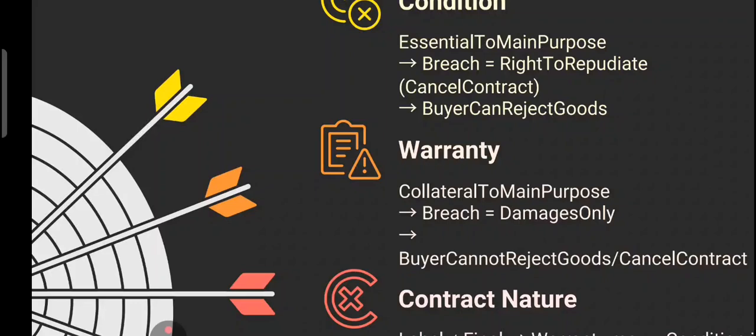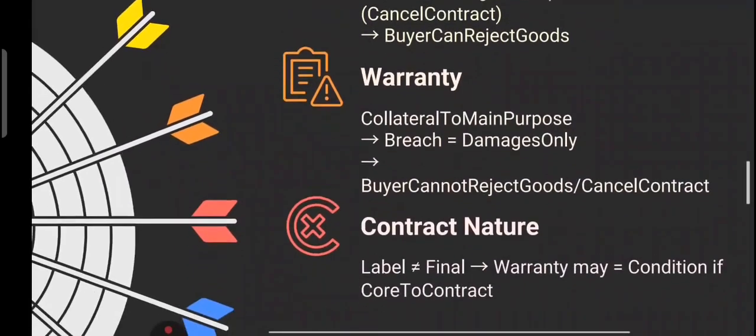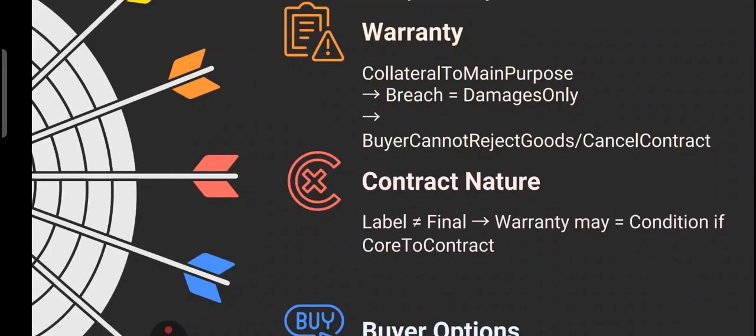What about warranty? Warranty is a side promise, not the main deal. If the warranty is broken, the buyer can claim damages, which is money, but can't cancel the contract or return the goods. Right? So, for example, if the fridge you order comes with a tiny scratch, that is a warranty issue. That is not a condition issue. I hope the difference between warranty and condition is clear. Just like I told you, if you order a refrigerator and they send you a microwave, that is a broken condition. But warranty is a kind of side promise, right?